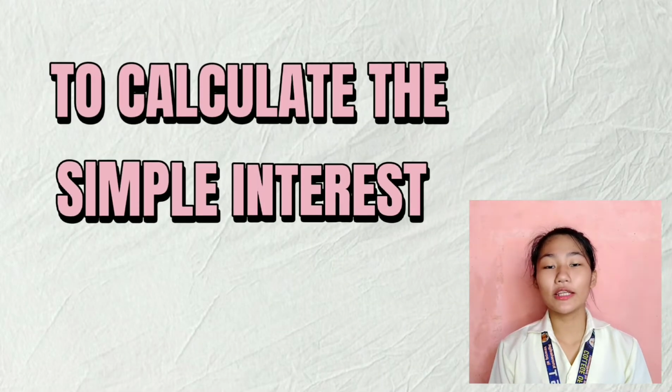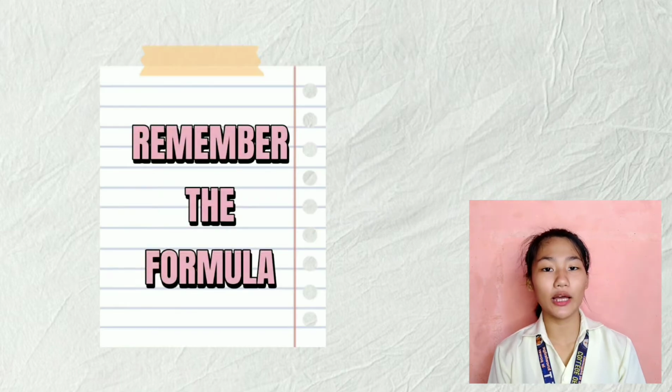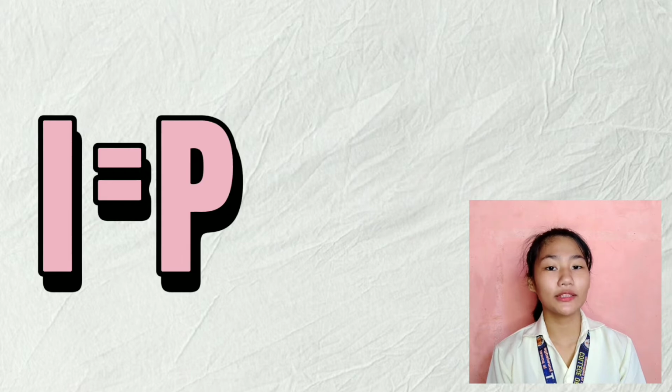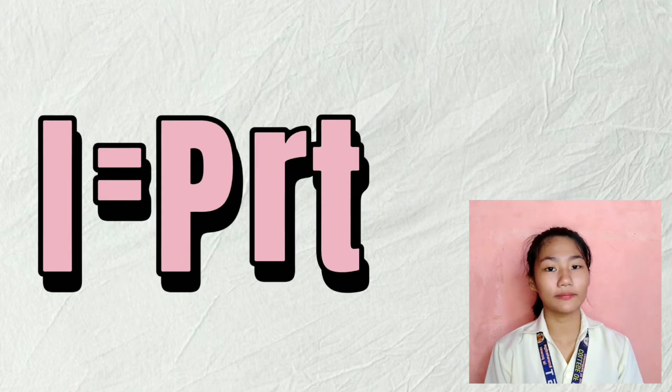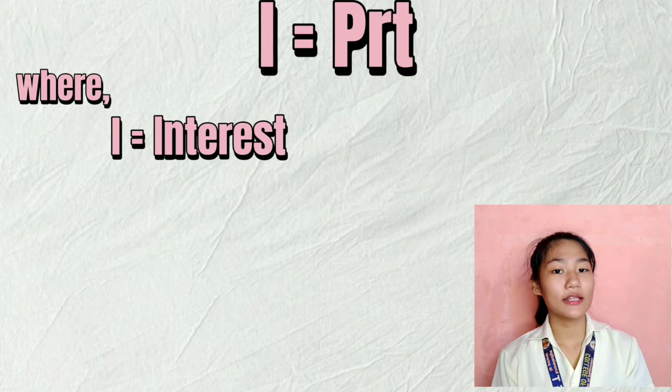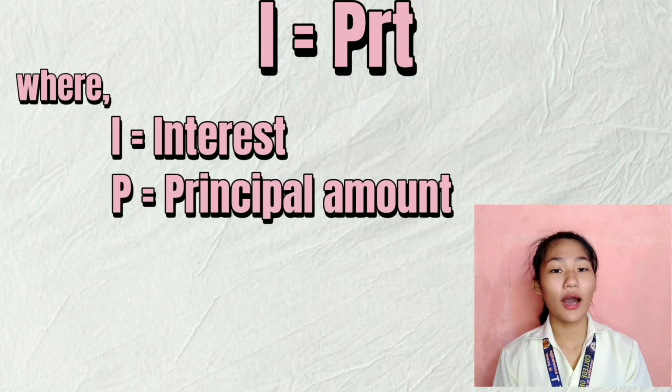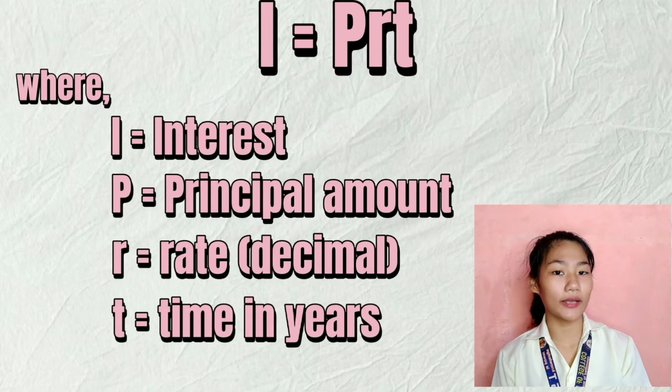Para malaman natin kung magkano ang interest, the percentage of principal amount will be computed, which is the rate of the interest for the period of time. But don't forget, we will calculate the decimal equivalent of percentage bago natin ito i-substitute sa formula. To calculate the simple interest, you have to remember the simple interest formula, which is I equals P times R times T, where I is interest, P is principal amount, R is the rate, and T is the time.